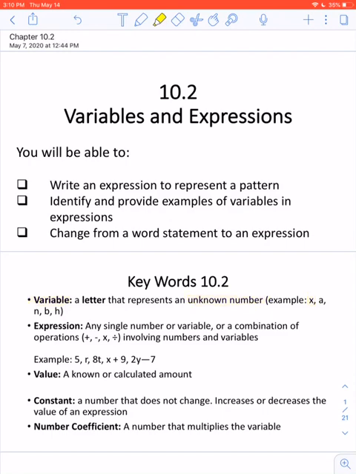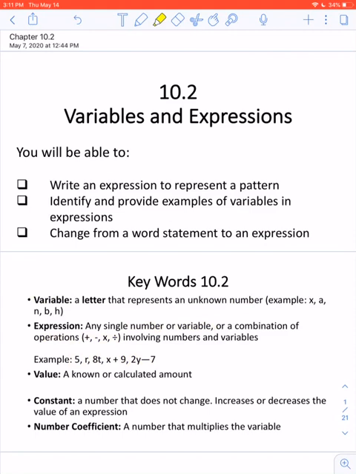An expression is any number or variable or a combination of operations. Operations just means add, subtract, multiply, and divide, involving numbers and variables, okay? So here's an example. An expression could just be 5. It could be R. It could be 8t, and we'll talk about what that means when the letter is attached to the number. It could be x plus 9. It could be 2y minus 7. I know that looks scary, but don't get scared yet. We will learn more about it.